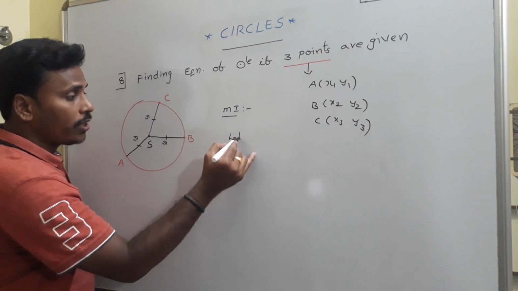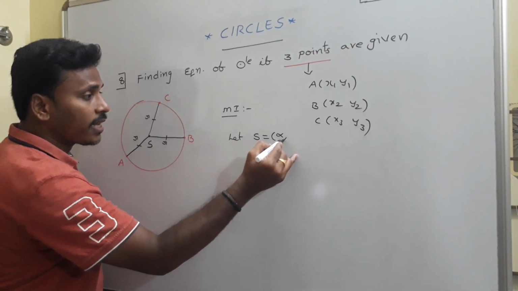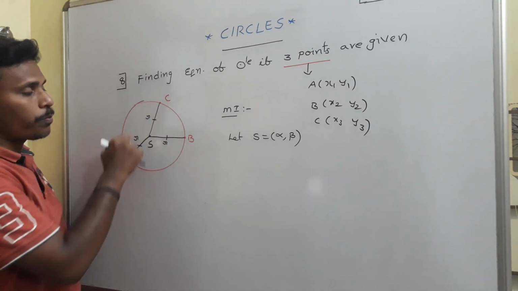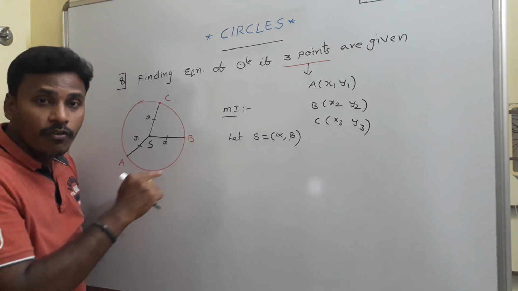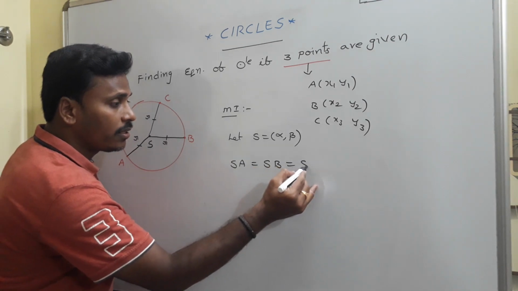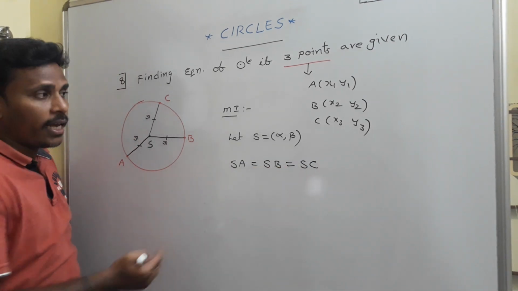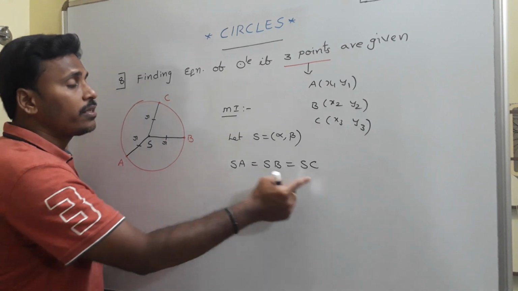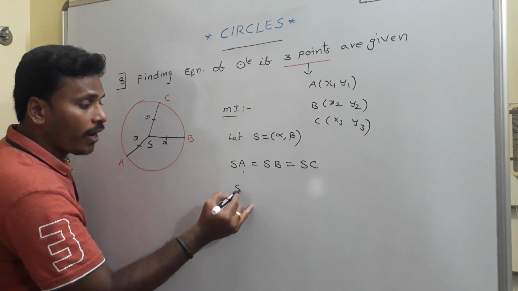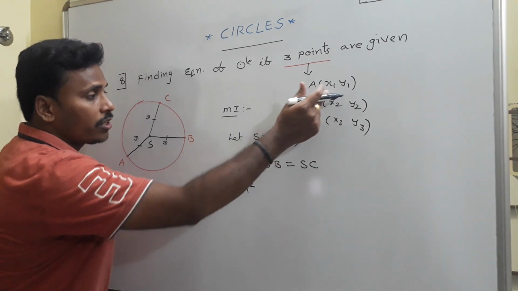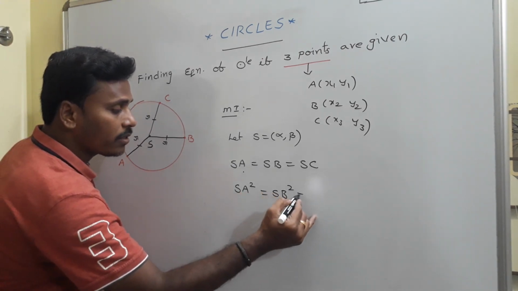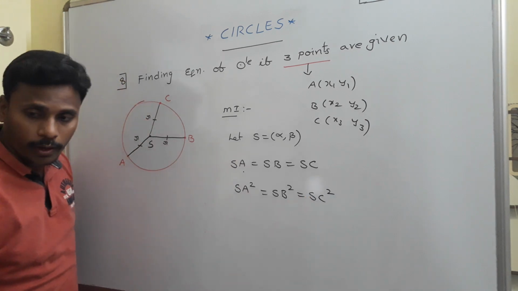In method 1, you just let the center of the circle S be (alpha, beta). By taking S as (alpha, beta), using the logic that the center is equidistant from all the vertices, we have SA equals SB equals SC. S is (alpha, beta), and A, B, C are (x1, y1), (x2, y2), (x3, y3). Now just square everything. Use the distance formula between S and A, and then square it. So we have SA squared equals SB squared equals SC squared.